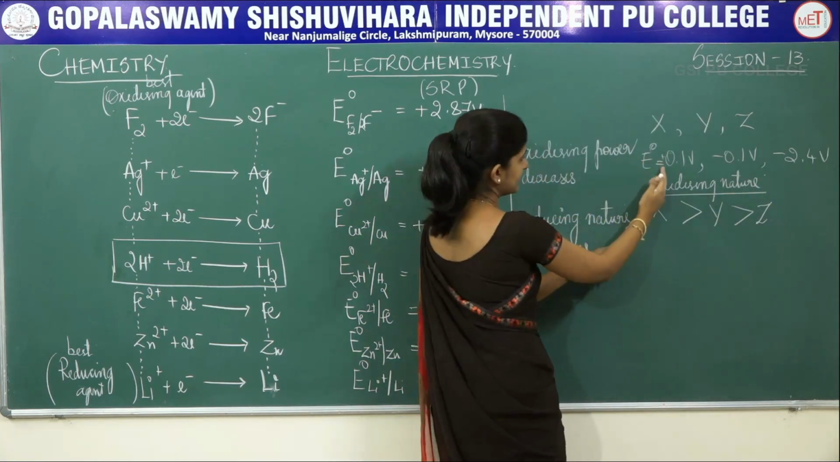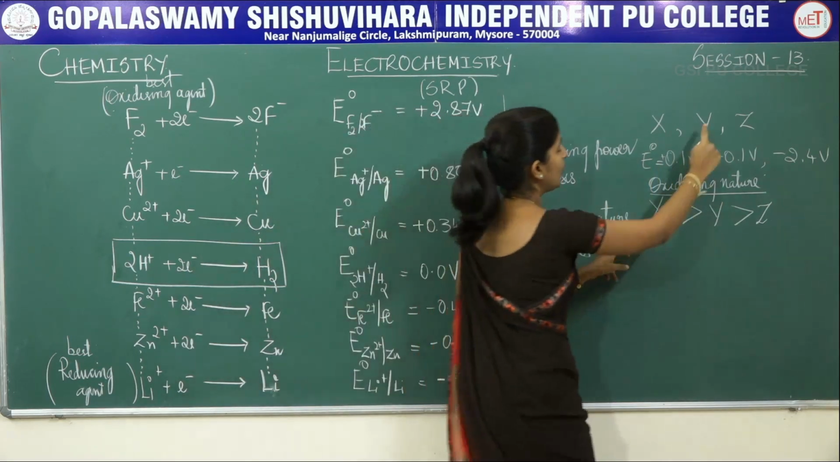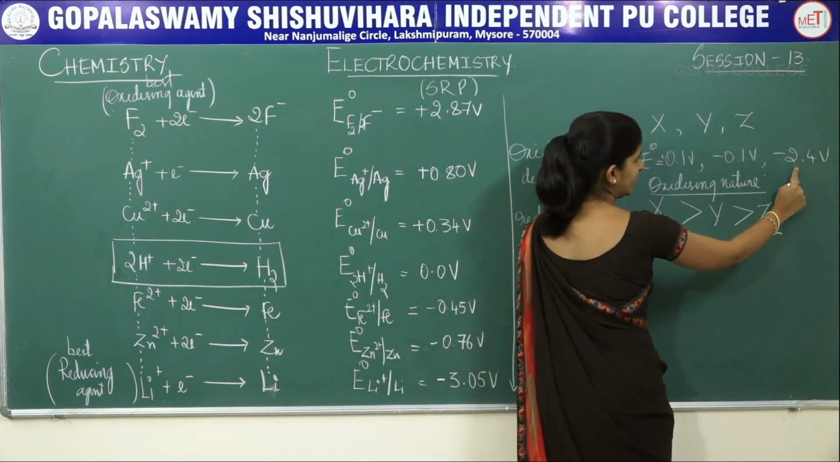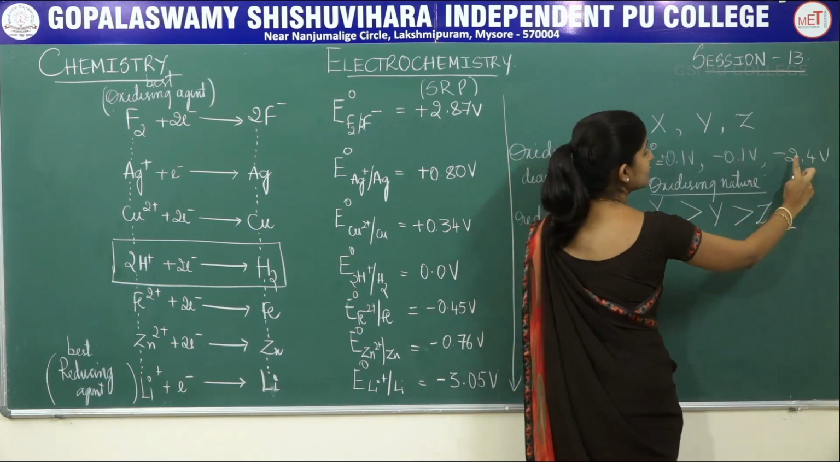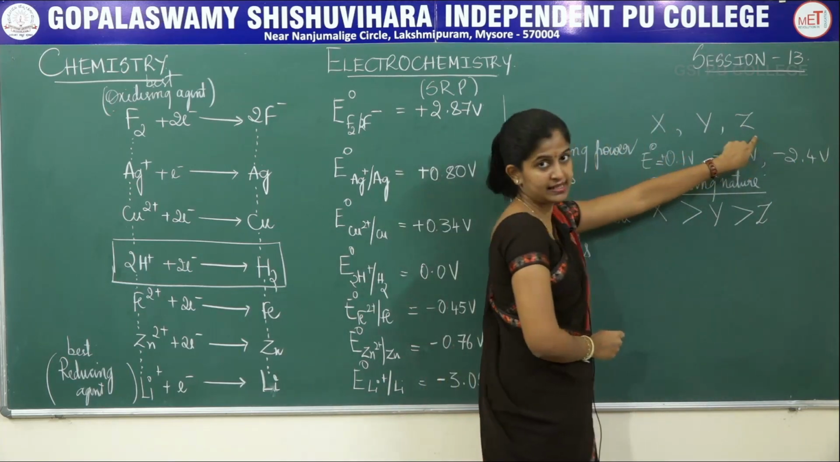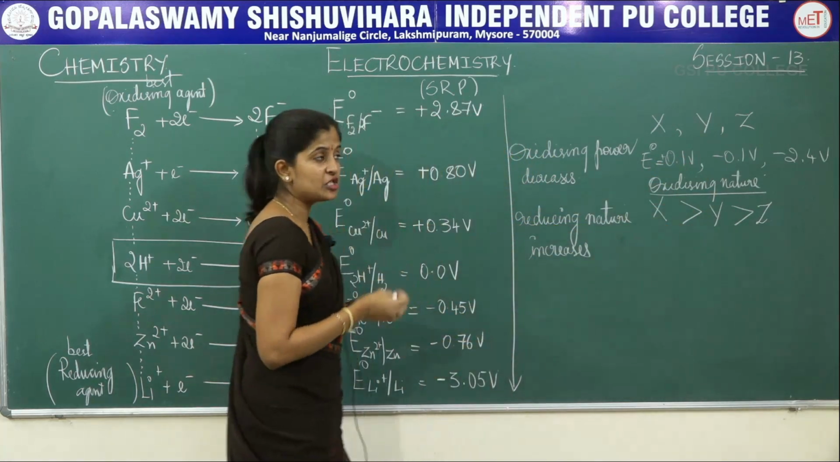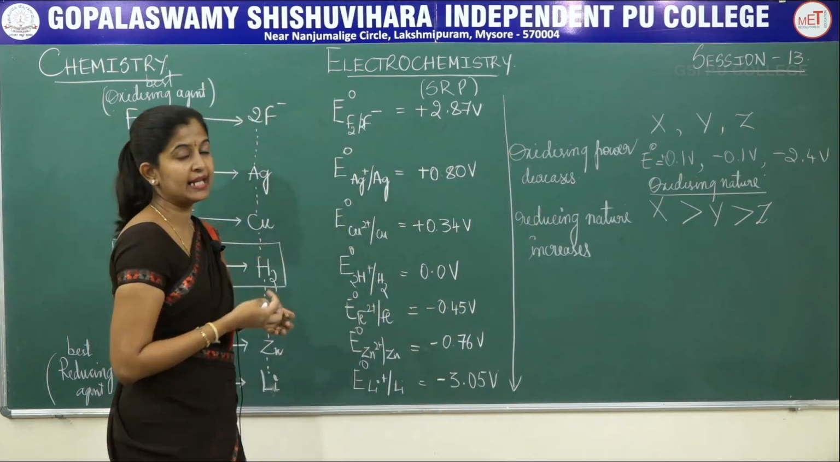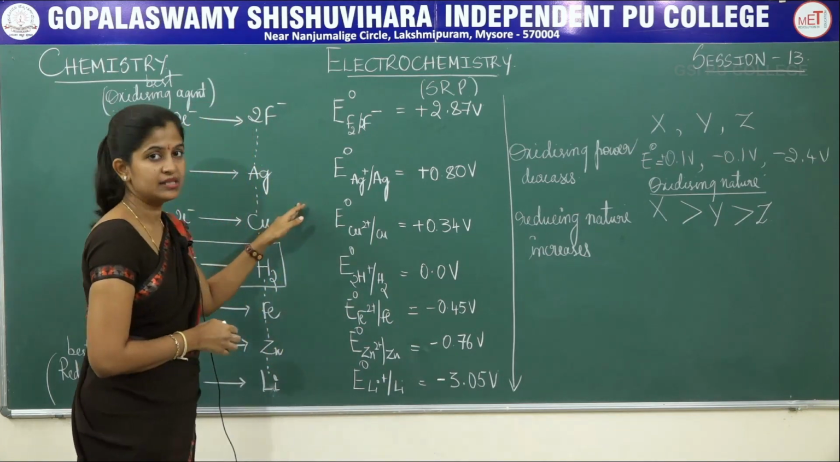That is because X has a positive value, which means it is a highly oxidizing agent. Y is having negative, even Z is having negative, but the extent, if you look into it, is just 0.1 volt. This is minus 2.4 volts, which means that Z is least oxidizing when compared to your Y. So like this, you can have an arrangement of elements, or you can also know which is acting as an oxidizing agent and a reducing agent by this electrochemical series.